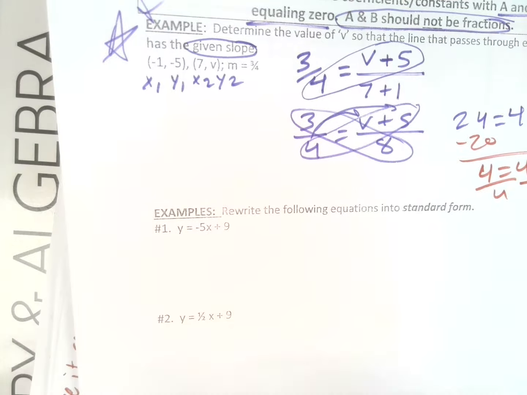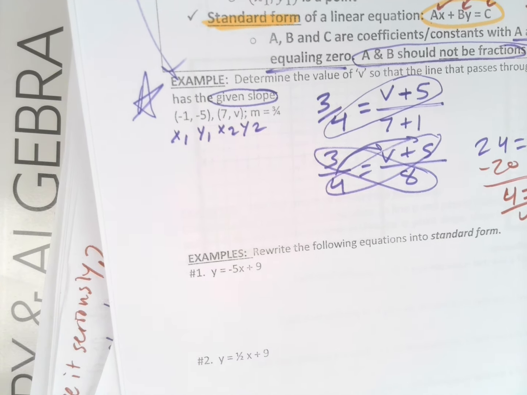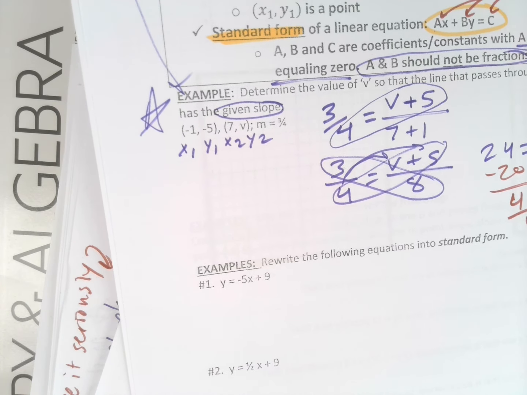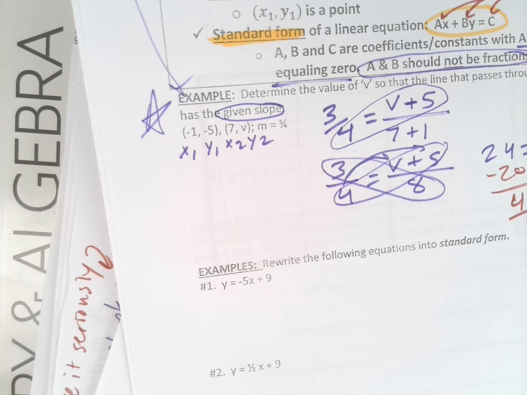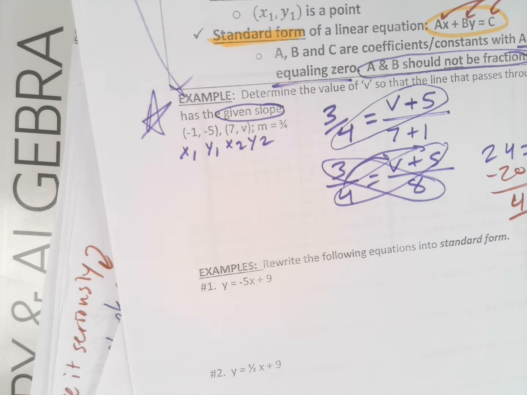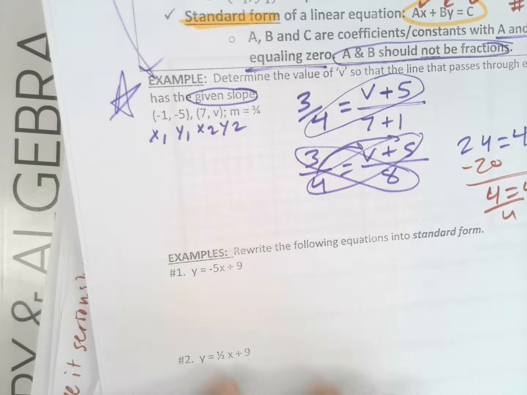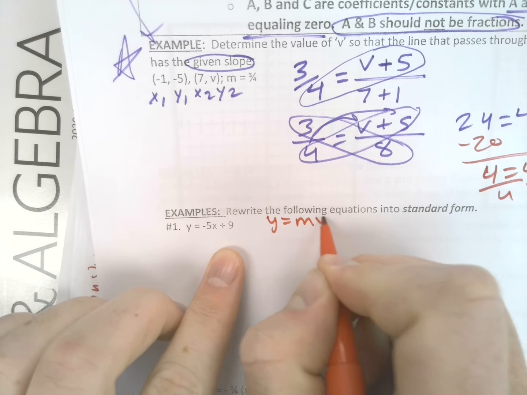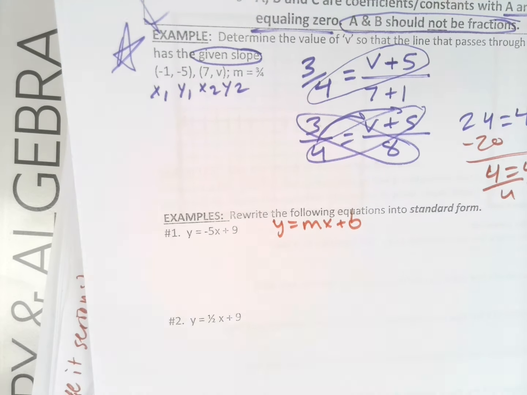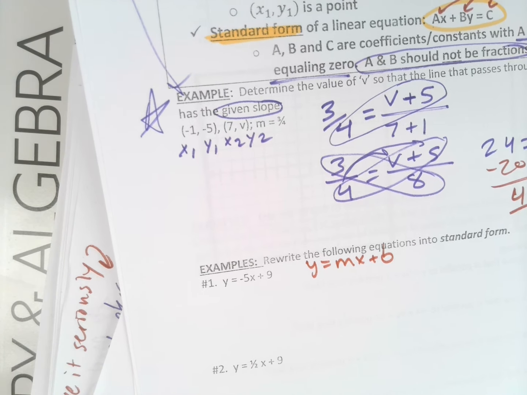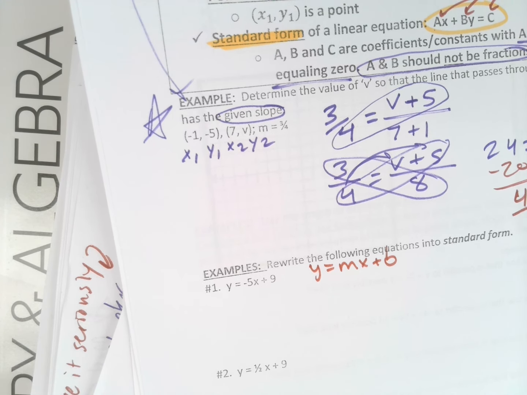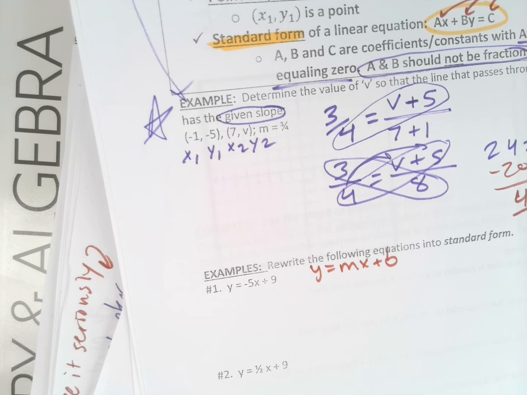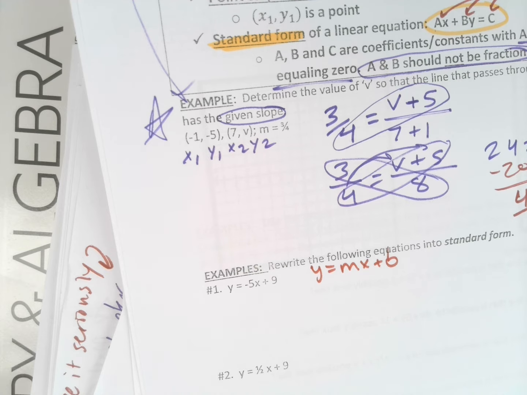So look at number 1. What form do you notice number 1's in right now? That's y equals mx plus b, isn't it? So if you're in slope intercept, usually it's just one step. What's the only thing we need to move over? The X. The Y is in a good spot right now. It's on the left side. We need to get the X on the left side.